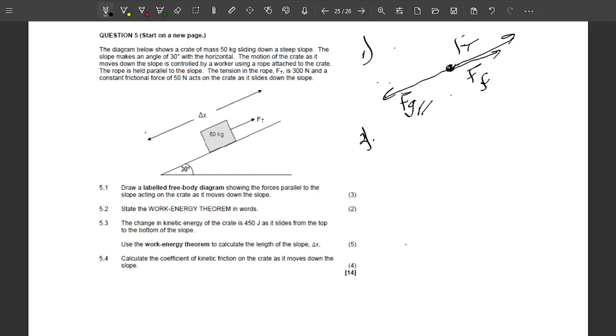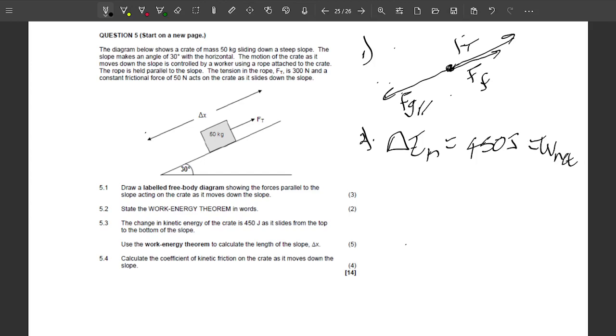Okay, now with that third question there, it says the change in kinetic energy of the crate is 450 joules as it slides from the top to the bottom of the slope. So we know the change in kinetic energy, which means our delta EK is actually provided to us as 450 joules. Which actually means that the W net is 450 joules based on the work energy theorem, isn't it? Which means the rate of change in kinetic energy is the same as the net work done on the object, as the definition says.